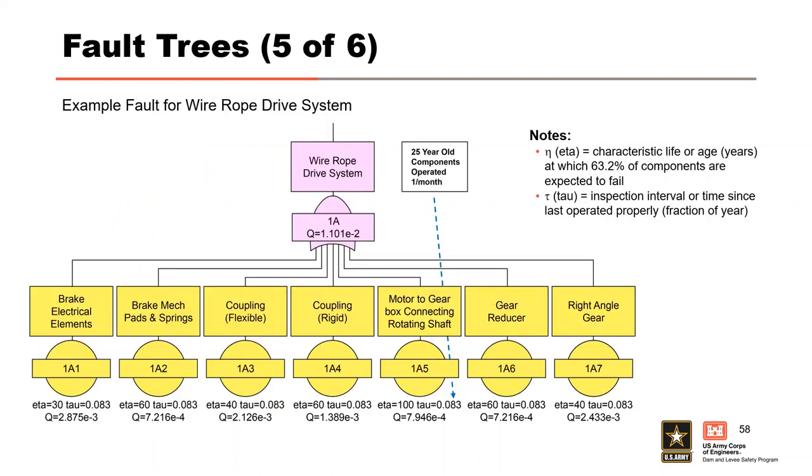Before getting back into event trees, let's take a look at a couple more examples of fault trees. Here is a relatively simple fault tree for a wire rope drive system. It was created using Isograph's Reliability Workbench, used by the Corps of Engineers. The system fails if any of the components fail, as indicated by the use of an OR gate. Events are numbered for tracking. Q corresponds to the probability of unreliability or unavailability, presumably because it's next to R in the alphabet, and R is commonly used to represent reliability or availability. Thus, Q equals 1 minus R. Eta, the characteristic life, and tau, the inspection or operation interval, are variables used in the dormant Weibull formula.